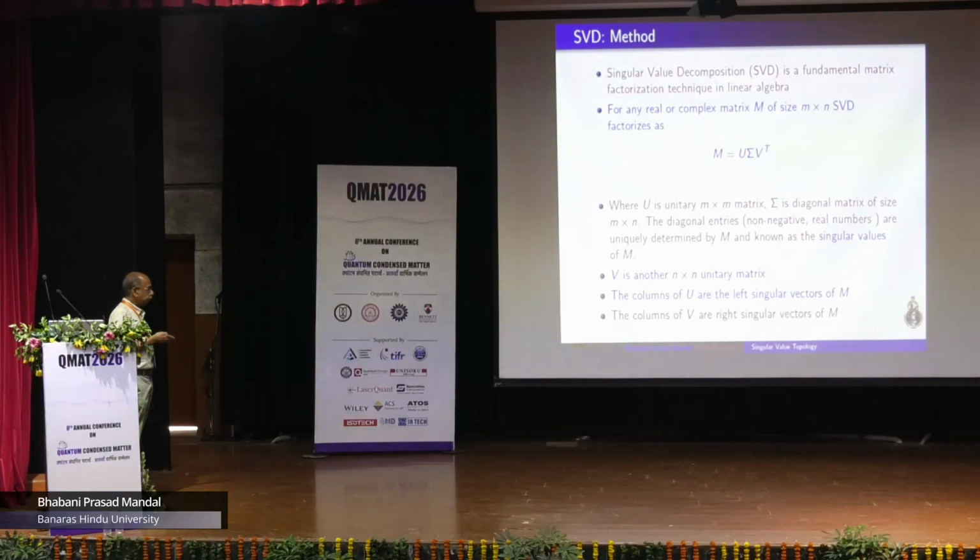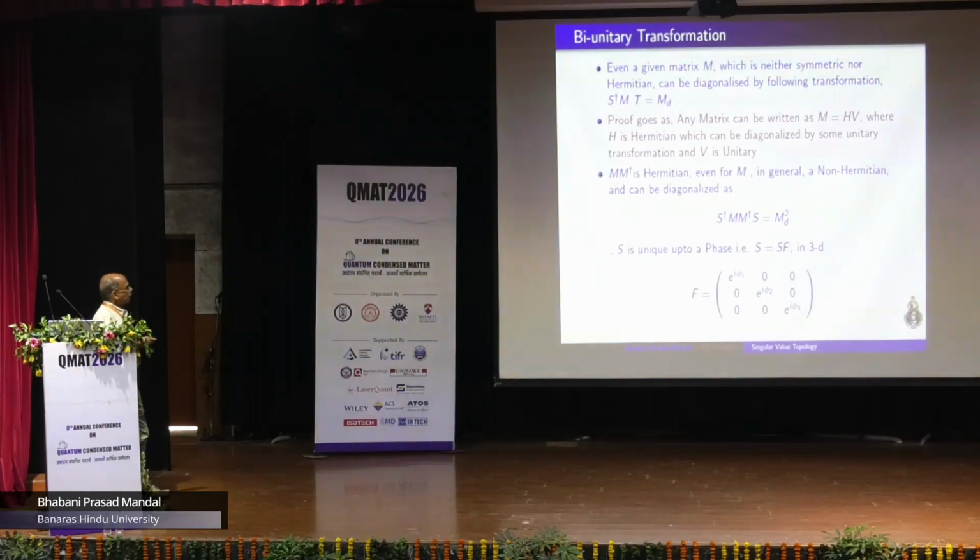V is an n cross n unitary matrix; the columns of U are the left singular vectors and those of V are the right singular vectors of M. Okay, using this approach, we can diagonalize any non-Hermitian matrix through a bi-unitary transformation. Suppose M is a non-Hermitian matrix, it can be diagonalized not by one unitary matrix but by two different unitary matrices. So this is a very simple proof. I'll go through it in the next slide.